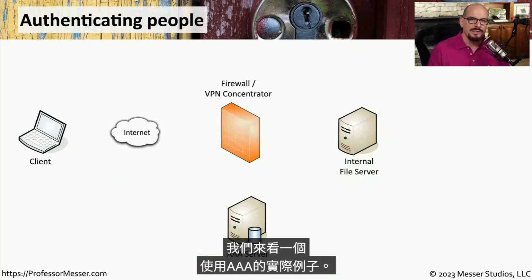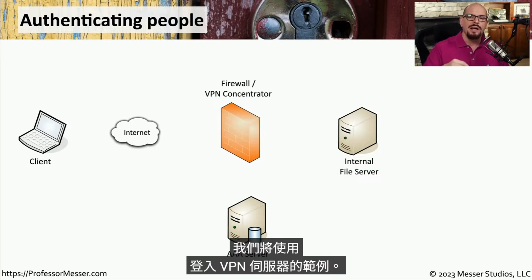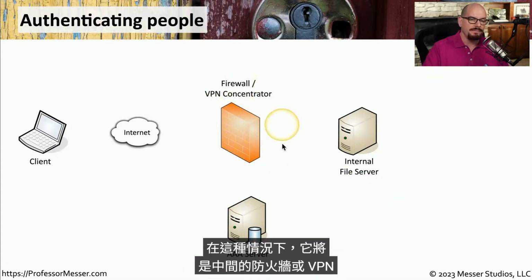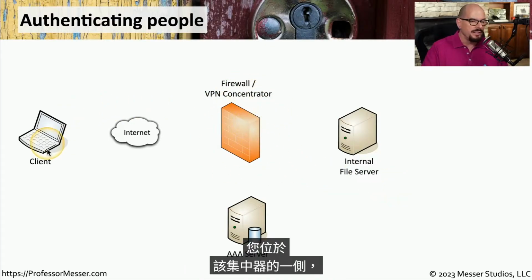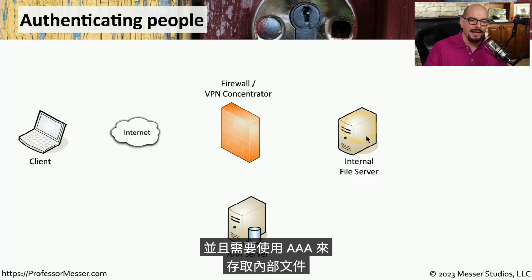Let's have a look at a practical example of using AAA. We're going to use the example of logging into a VPN server. In this case, it would be a firewall or VPN concentrator in the middle. You're on one side of that concentrator, and you need to use AAA to gain access to an internal file server.